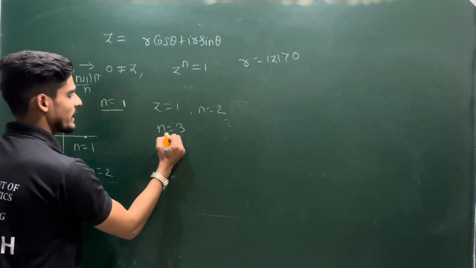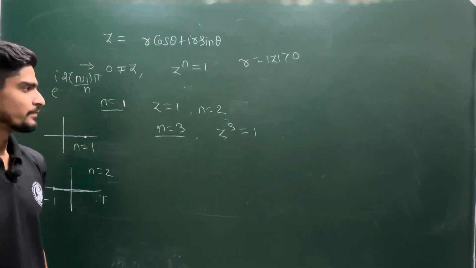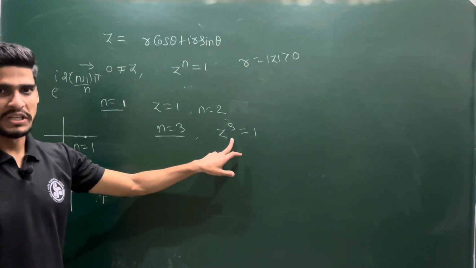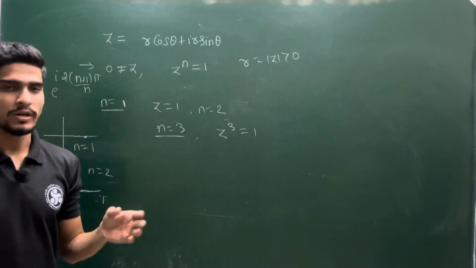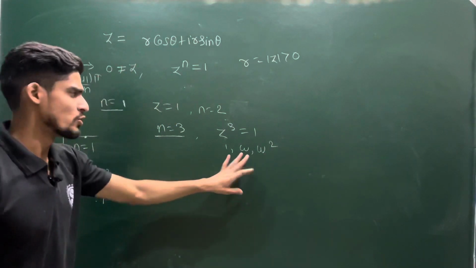Now for n equal to 3, you have z cube is equal to 1. You know the roots of this equation, omega and omega square. So there are three roots: 1, omega and omega square. But let me write the values of omega.